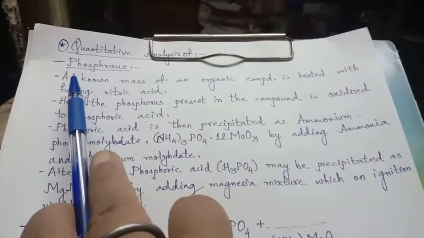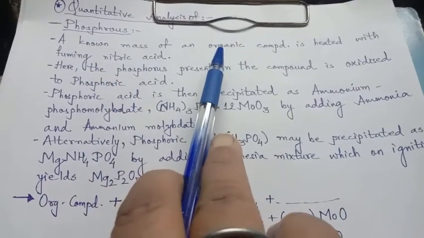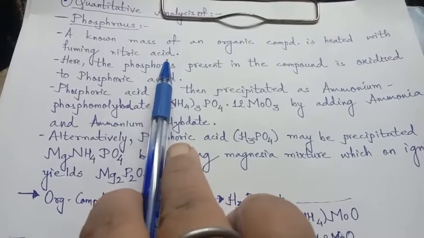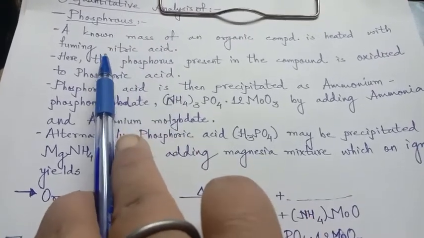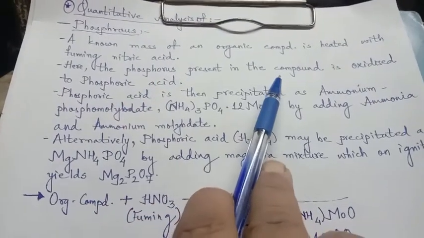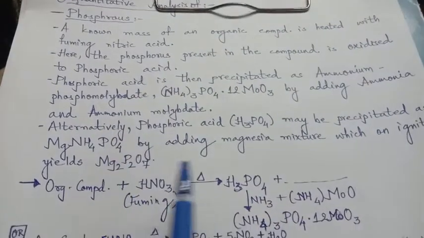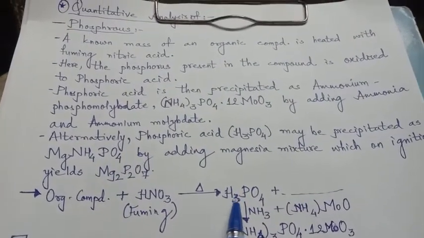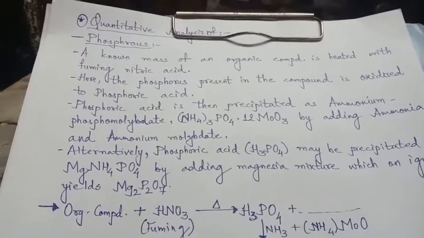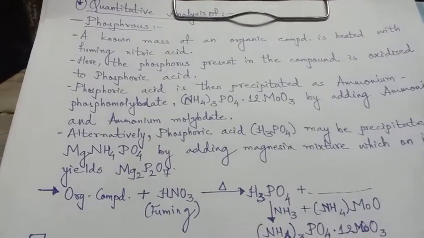So now let us see the analysis of phosphorus. Here also a known mass of an organic compound is heated with fuming nitric acid. The compound containing phosphorus is heated with HNO3, and the phosphorus present in the compound oxidizes to phosphoric acid, H3PO4. H3PO4 is the formula of phosphoric acid. So phosphorus is present in the compound, P. It is then reacted with HNO3 and converts to H3PO4.